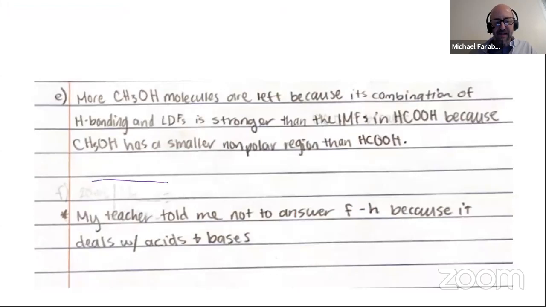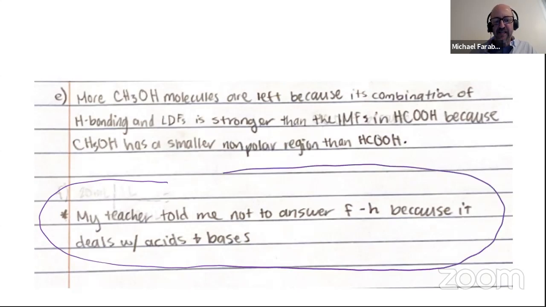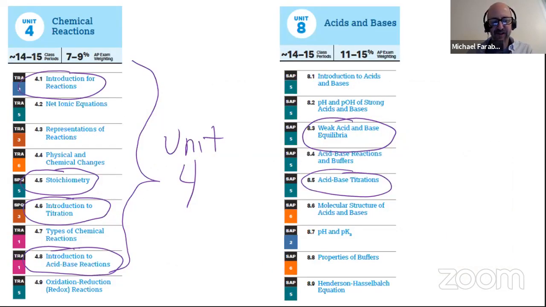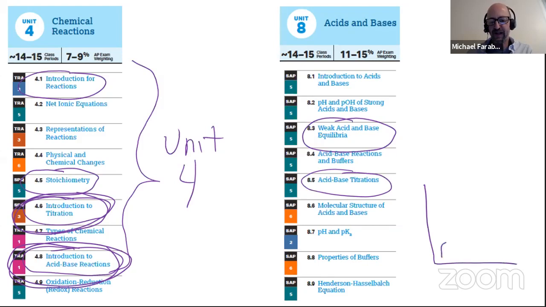My teacher told me not to answer parts F through H because it deals with acids and bases. While Units 8 and 9 are not going to be tested on the 2020 exam for AP Chemistry, there definitely is acid-base chemistry and information about the technique known as titration that will be featured. No, you are not going to see a pH curve like this, but you should definitely be familiar with titration as a technique and stoichiometry as it applies to this situation.